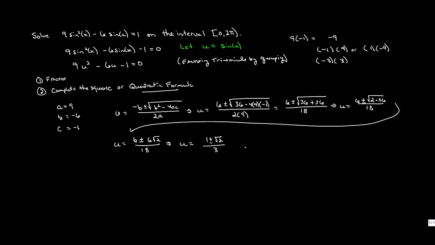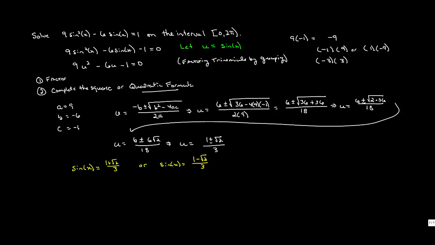Now, what am I going to do with those? Well, that's what u is equal to. But u was sine x. So this implies that the sine of x is equal to either 1 plus the square root of 2 over 3 or sine x is equal to 1 minus the square root of 2 over 3. Okay, now let's just check out these guys as numbers.